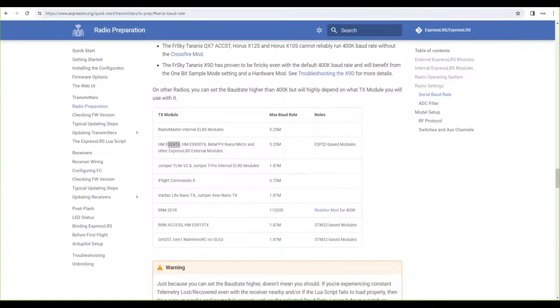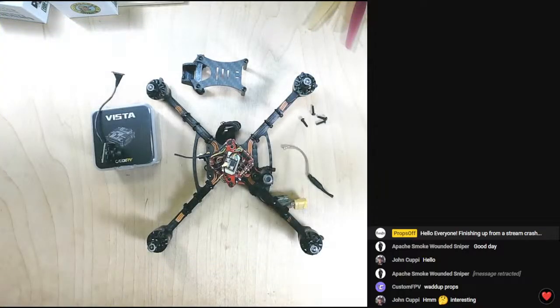Let's jump over to the bench and check out chat. So it looks like a few people here.